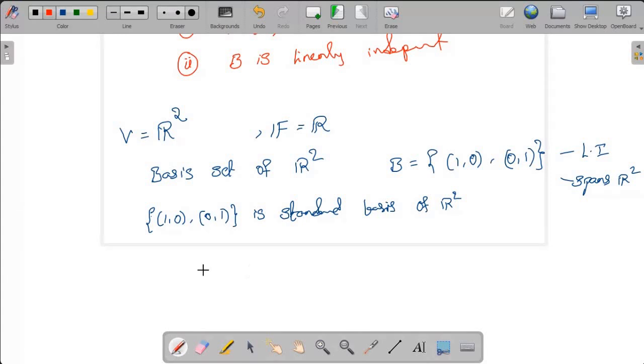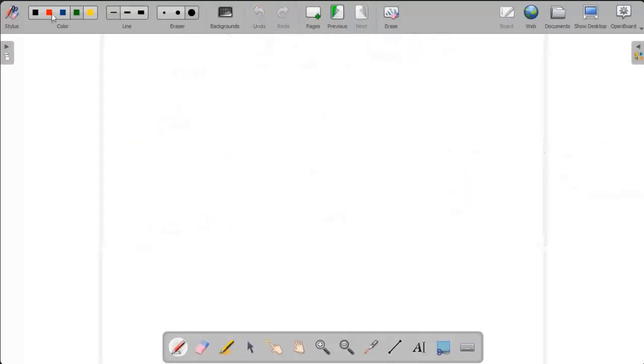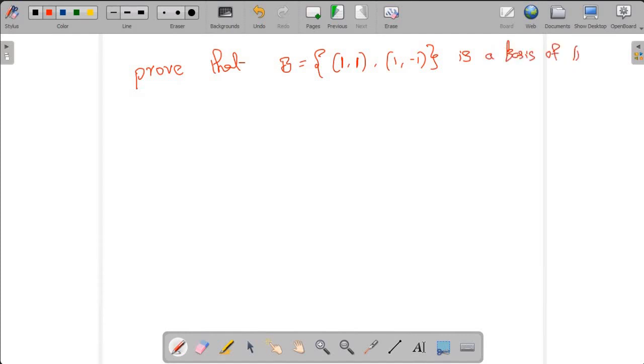All right. So let me give you one more example of a basis set here. Another basis of R2: if you take B equal to 1 comma 1, 1 comma minus 1, we can prove that this is a basis set of R2. Okay. So let us do it as a problem. The question is, prove that B equal to 1 comma 1 and 1 comma minus 1 is a basis of R2.